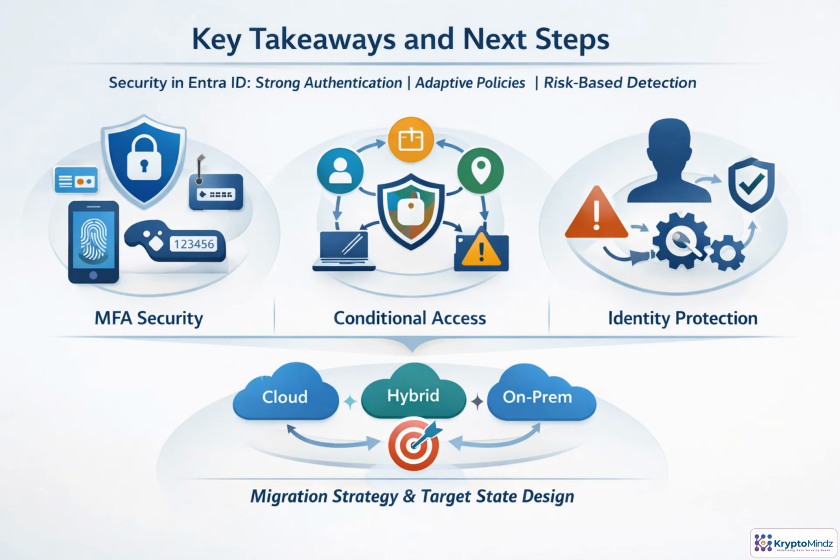The main takeaway is that Entra ID security rests on three connected capabilities: strong MFA, conditional access, and identity protection. Together, they protect sign-ins, adapt access decisions to context and risk, and speed response when compromise is suspected. In Module 3, we'll use these foundations to evaluate migration strategies and choose the right cloud, hybrid, or coexistence model.